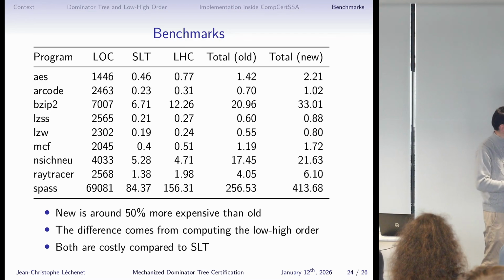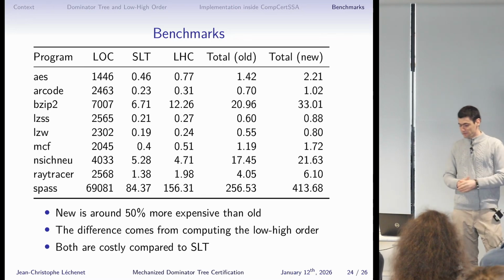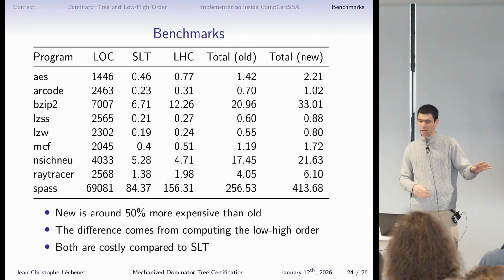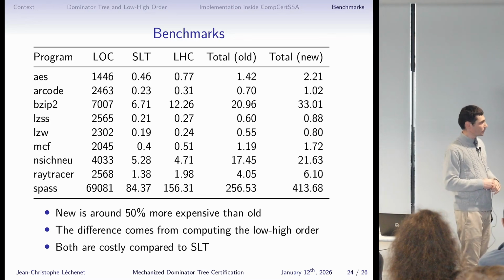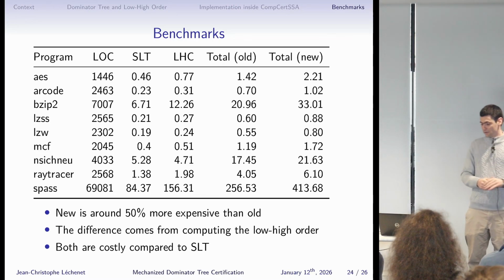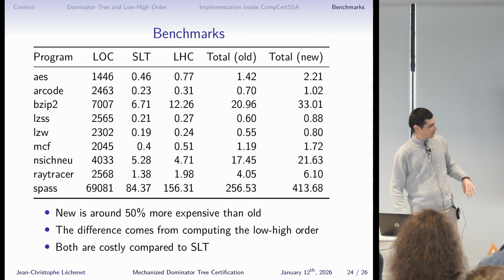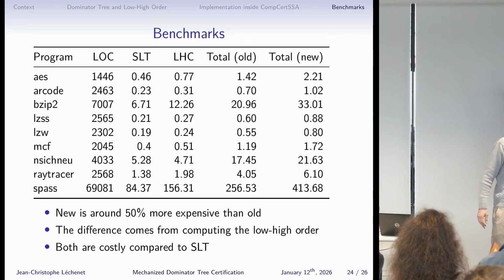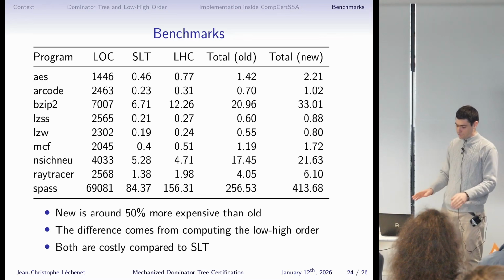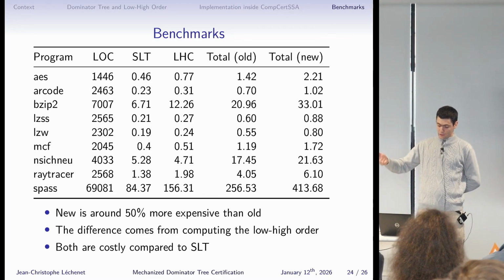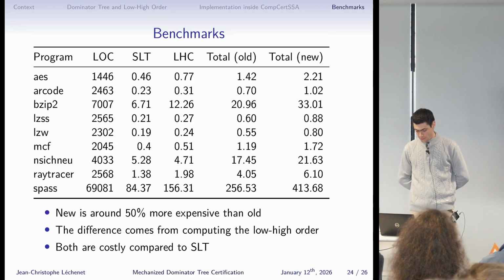Under that, we can really see a difference between the new and the old. We are really slower than before, but actually most of the time comes from computing the low-high order. So if you subtract the last column from the previous one, you more or less get this one. For the check, we check more things, but actually it's really cheap.